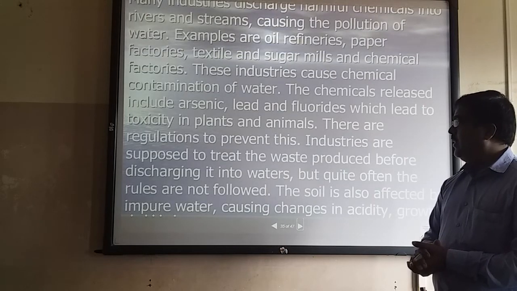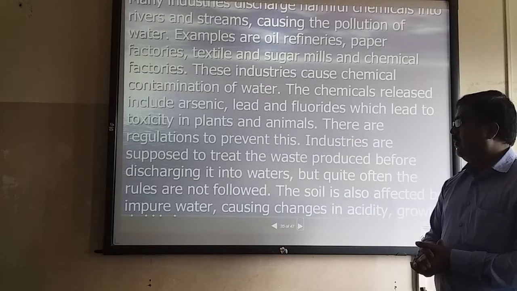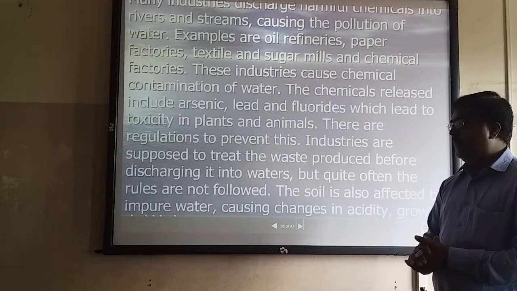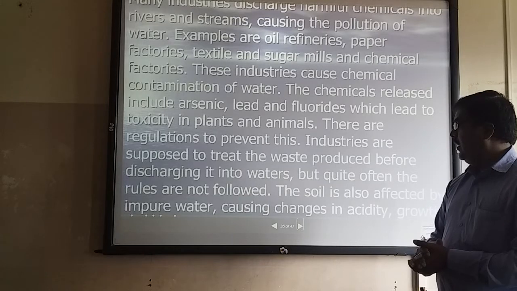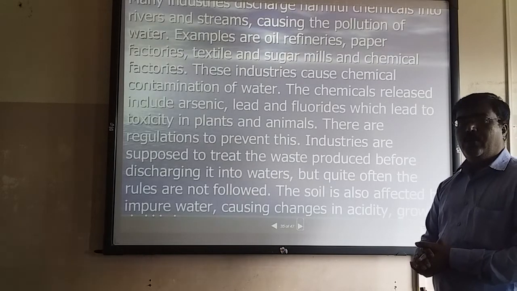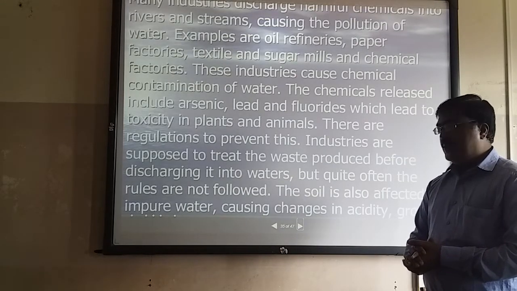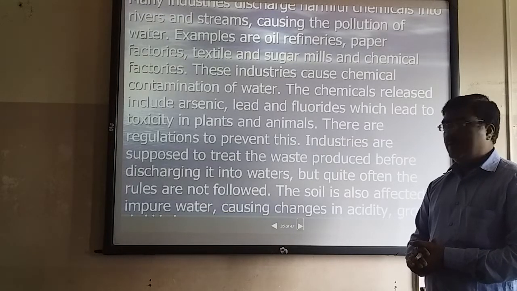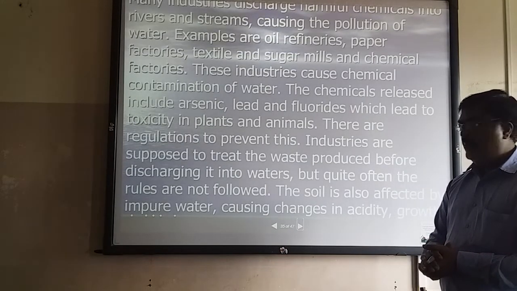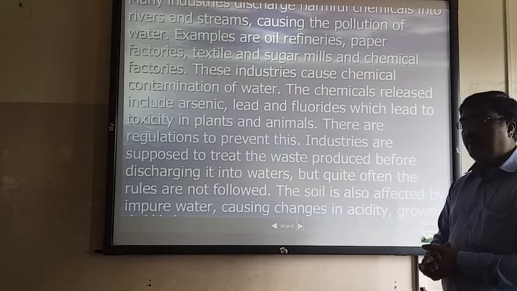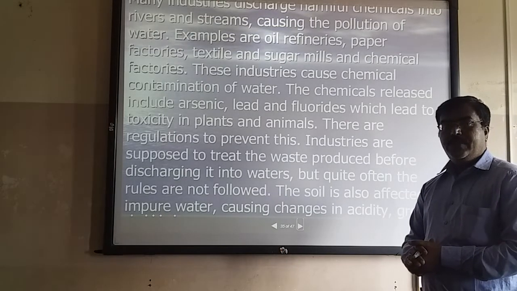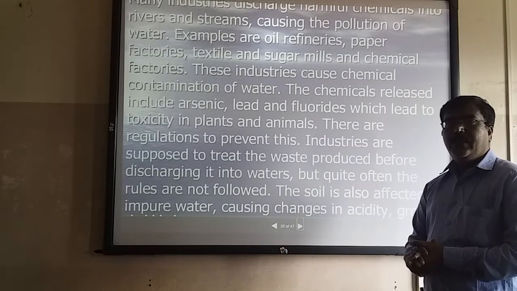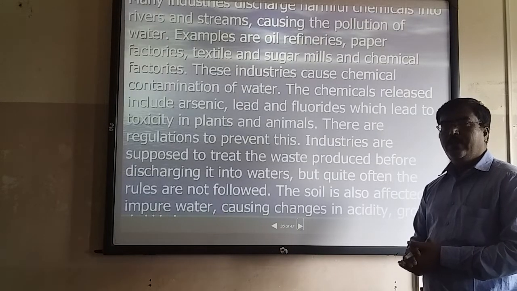By regulation, industry is supposed to treat the waste produced before discharging it into water. But the polluted water often goes untreated and is easily discharged into the water, because quite often the rules are not followed. Before an industrial establishment is set up, we give some guidelines or rules, but they do not follow them. Not only is water polluted, the soil is also affected by the impure water, causing changes in acidity. Soil may be neutral, but the pH level can change; acidity content becomes more in the soil, so it cannot grow any type of crops.